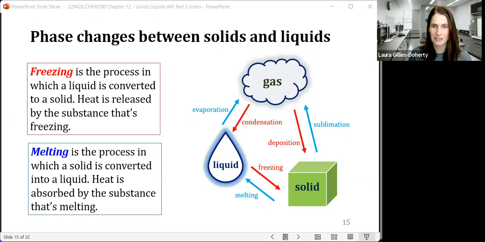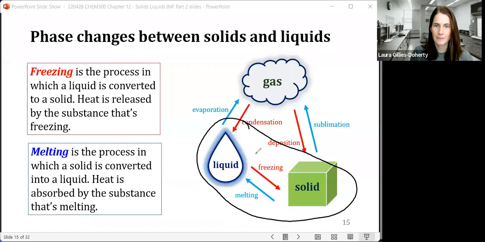So the part of the phase change diagram we're looking at here, talking about changes between solids and liquids, is down here. First, we'll talk about freezing. Freezing is the process in which a liquid is converted to a solid, and when this happens, heat is released. And then melting is the opposite. Melting is the process in which a solid is converted into a liquid, and heat is absorbed during this process.